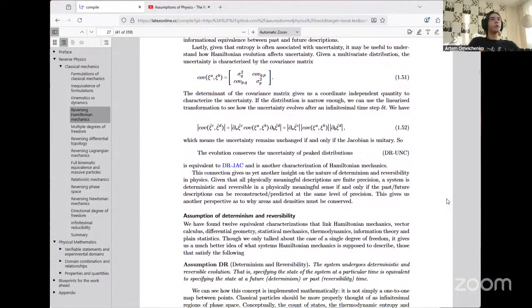Okay, so this connection gives us yet another insight on the nature of determinism and reversibility in physics. Given that all physically meaningful descriptions are finite precision, a system is deterministic and reversible in a physically meaningful sense if and only if the past or future descriptions can be reconstructed or predicted at the same level of precision. This gives us another perspective as to why areas and densities must be conserved.